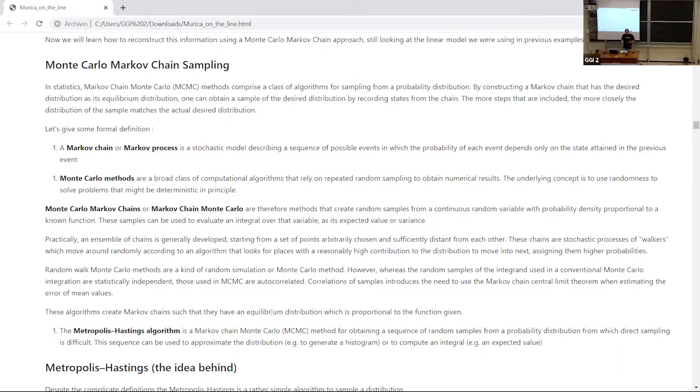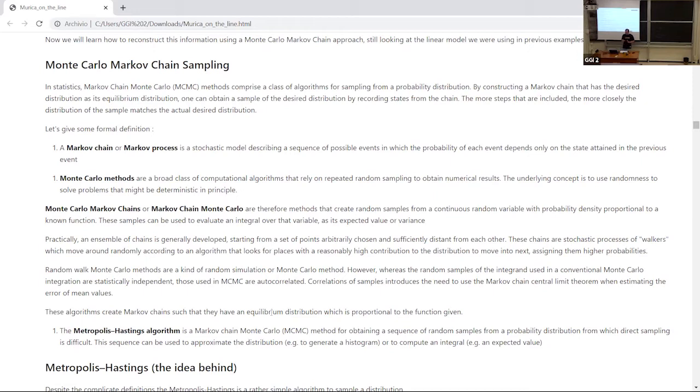So a Markov chain is basically a process in which you want to reconstruct an equilibrium distribution starting from a random distribution. This is the idea. And what you do typically is sampling this likelihood by recording the state at each step of the chain. The more steps are included, the more you go towards the equilibrium distribution, the more your solution becomes closer to the distribution of the data. But let's give some definitions before going into how this is actually done.